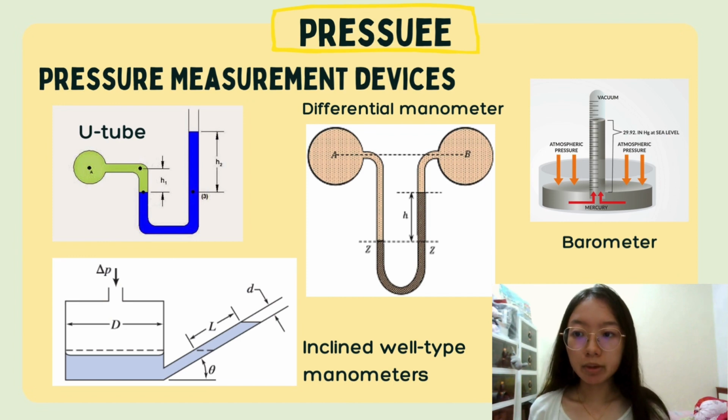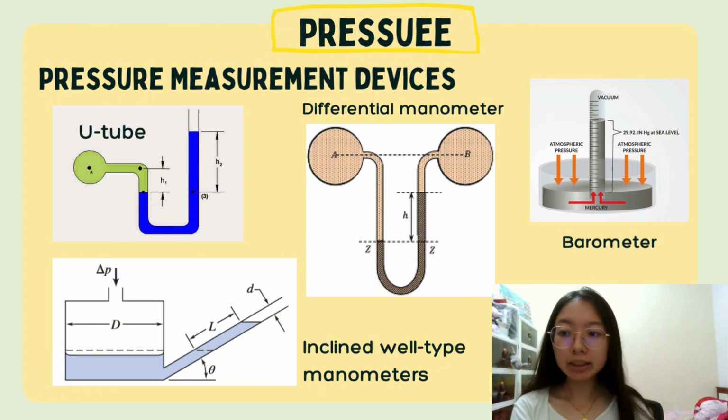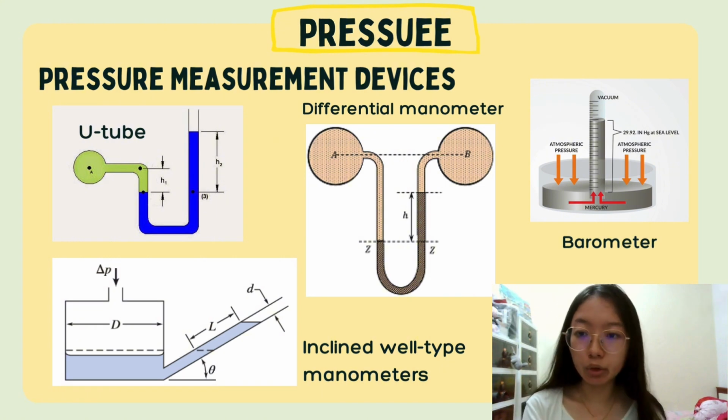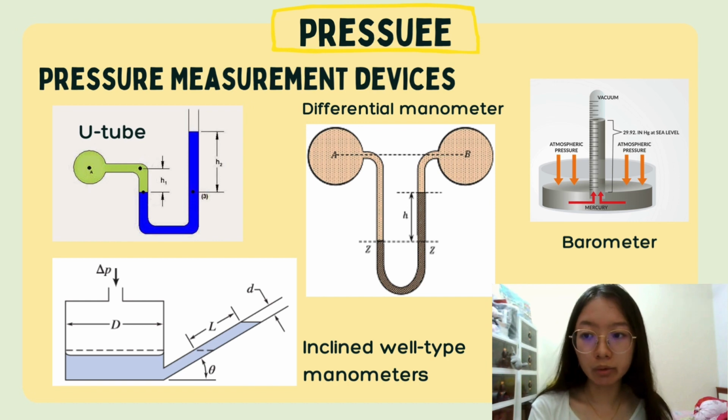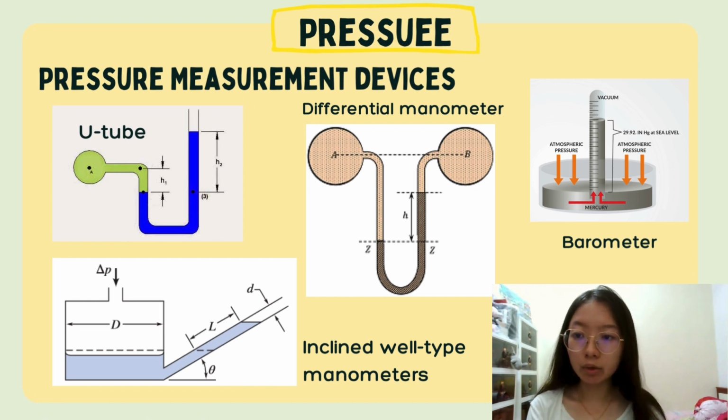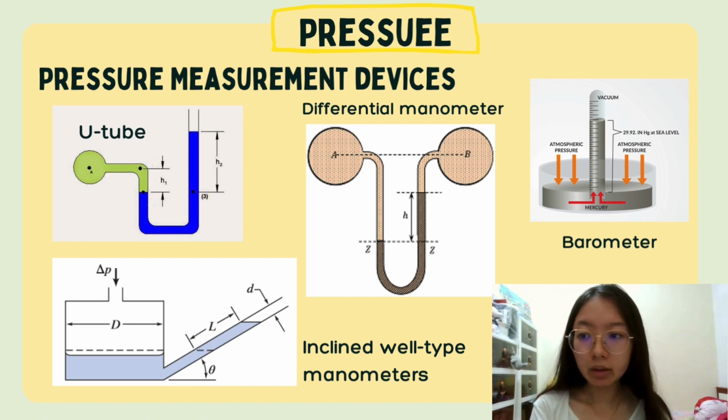So here are several types of pressure measurement devices, including manometer and also barometer. And the simplest kind of manometer is the U-tube. Then we will also have the differential manometer that is used to measure the pressure difference between 2 points, but not the actual value of either one. And also the inclined well type manometer, and the device that is used to measure the atmospheric pressure is called a barometer.